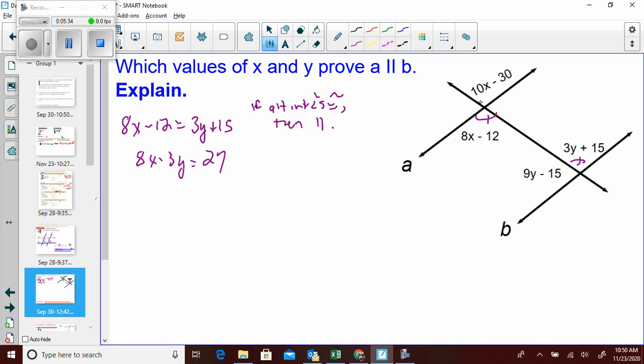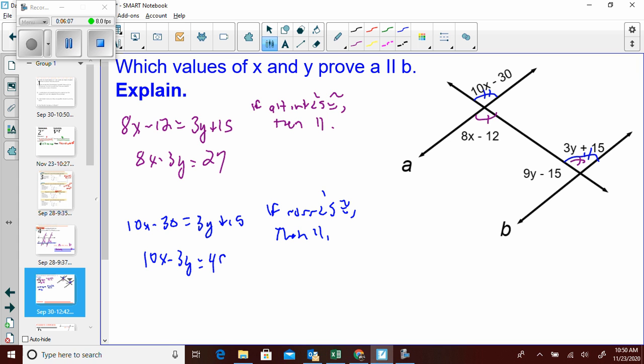I can do same side consecutive interior. I can do corresponding. I'm going to do corresponding. So that means 10x minus 30 is 3y plus 15. If corresponding angles are congruent, then parallel. See, the only difference is the way you give your reason. It's the order in which you give your reason. You solve everything else the same. So I have 10x minus 3y is 45.